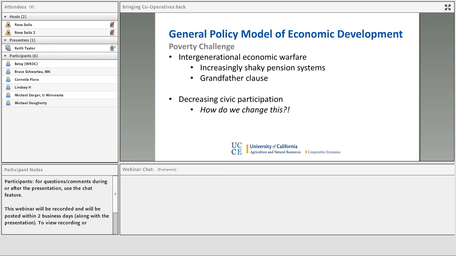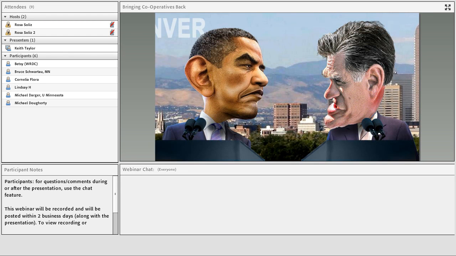And there's also this challenge of decreasing civic participation. Where are the laboratories of democracy that we were told in our early civics classes existed everywhere in the United States? I think about the 2012 presidential election as a great example of how we've carved off how we view civic engagement.